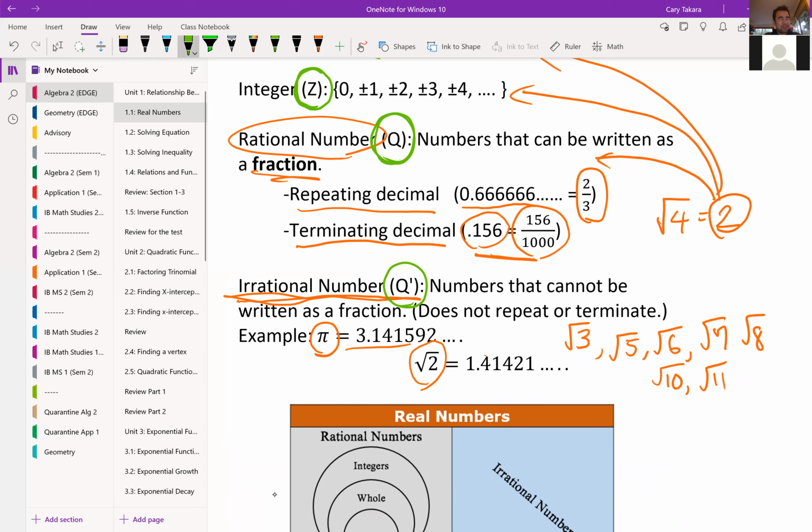How about rational? Why is it Q? Does anybody want to Google that? Why is a rational number Q? Type that in.